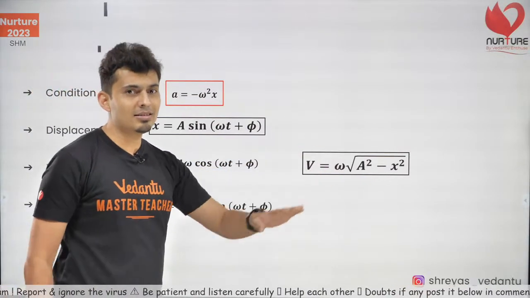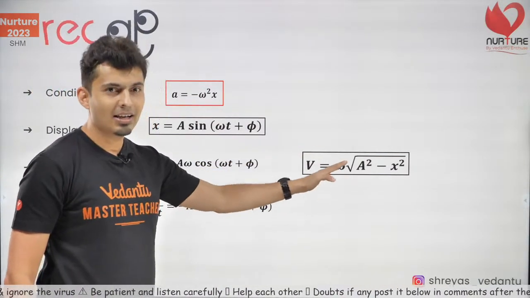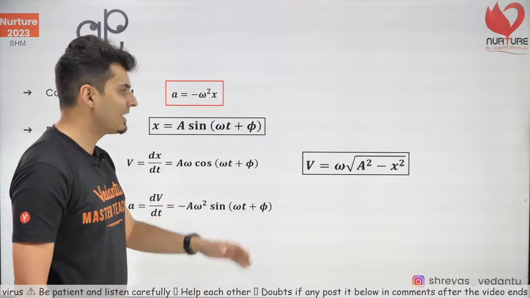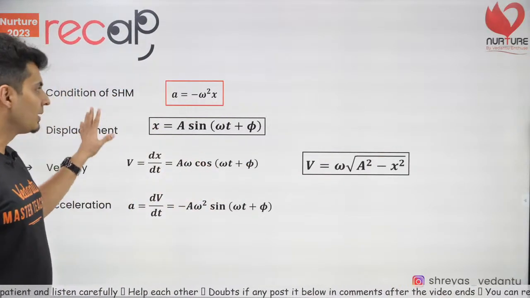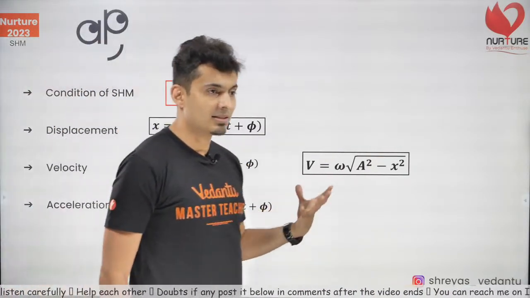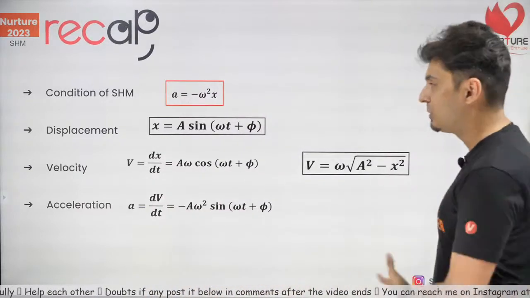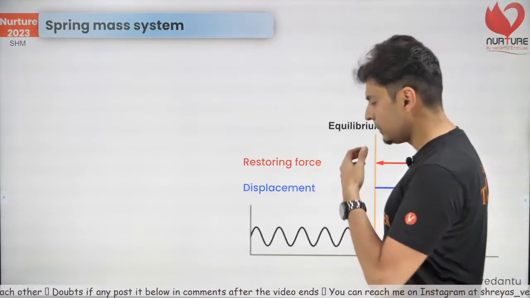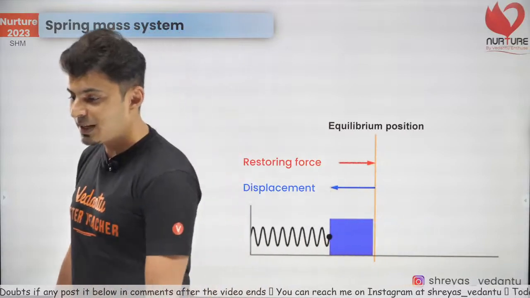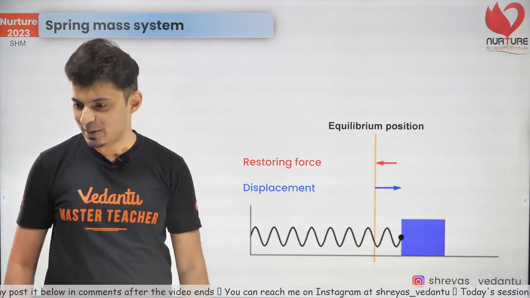And we had also seen this equation, which was very crucial, omega root of a square minus x square, which were different equations to help us solve different problems on kinetics. Now, today let's talk about the spring mass system.